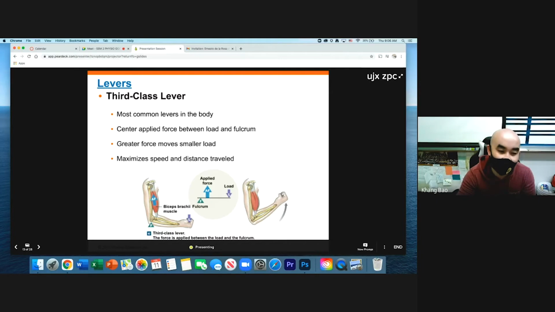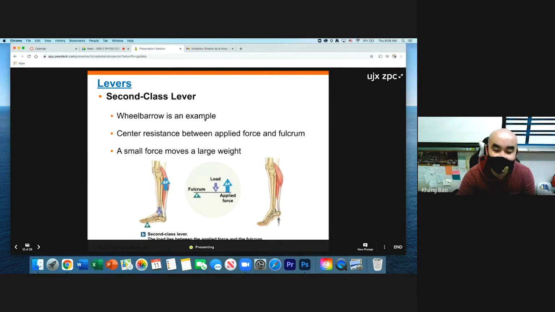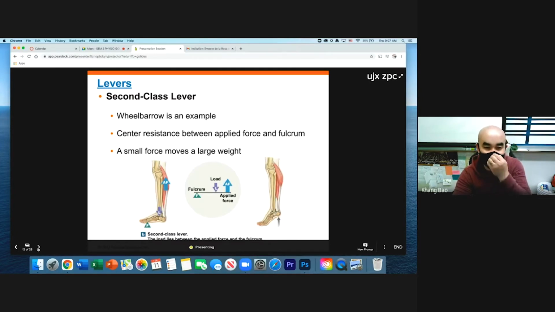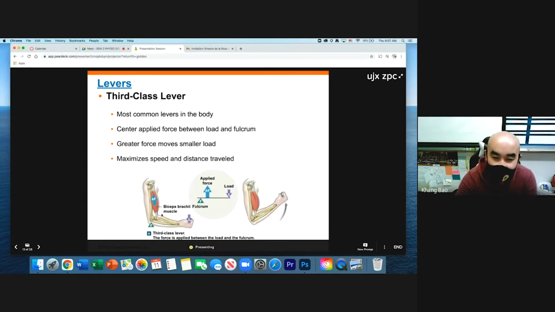Unlike the second class lever where you use small force to move large load, so the opposite, okay? First class is the same: the applied force and the load are equally the same force. Make sense? So that's the difference between the three of them. Third class, you have to put in a lot of applied force just to move a tiny motion.